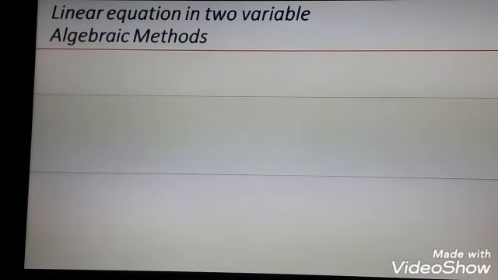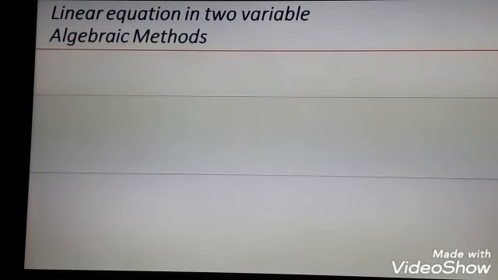In the previous video we learned about the graphical method, how to solve equations by making graphs. Now we are going to learn how to solve linear equations in two variables with the help of algebraic methods. You are familiar with the names, we have studied them in the flow chart, the types of algebraic methods.